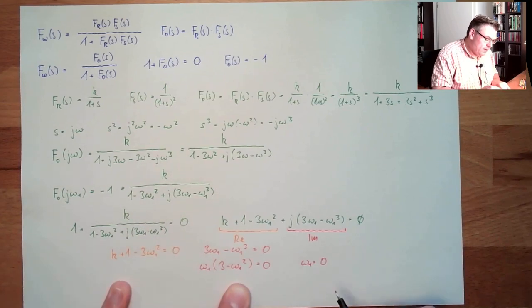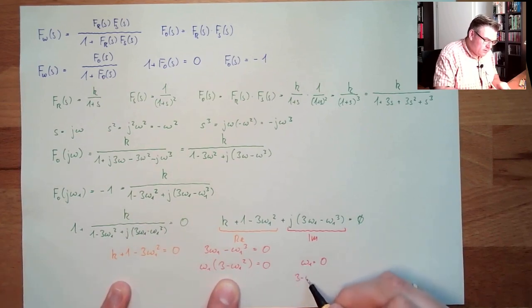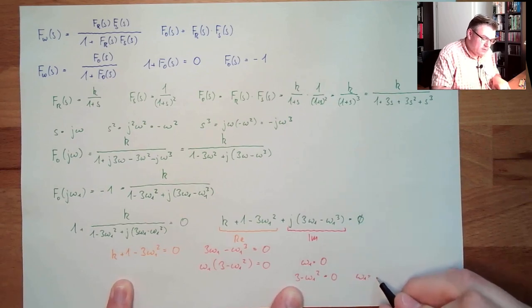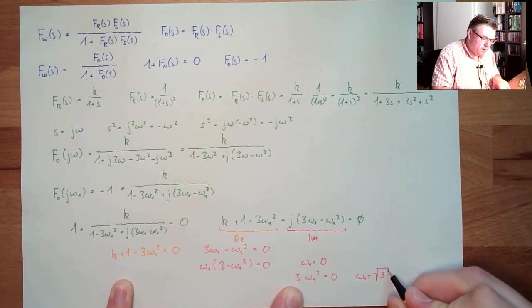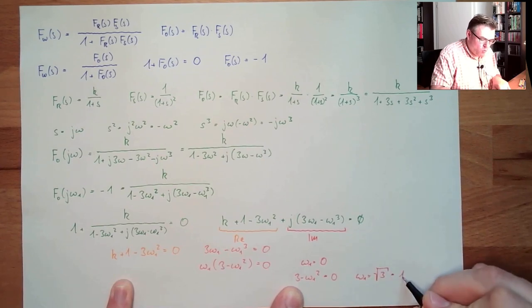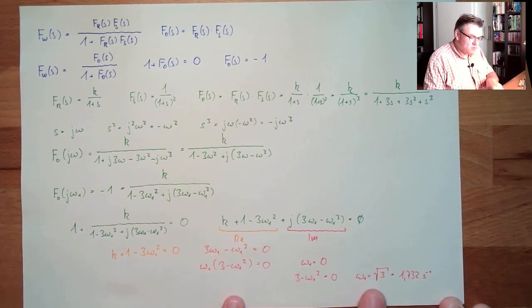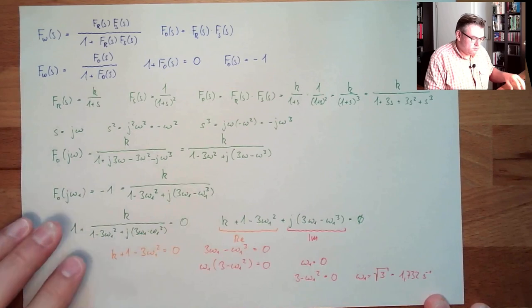And the other way is, if 3 minus omega 1 squared is 0, so this means omega 1 squared is 3, so omega 1 is the square root of 3, which is actually 1.732 seconds raised to the power of minus 1. So at the value of square root of 3, I will reach the imaginary part 0.